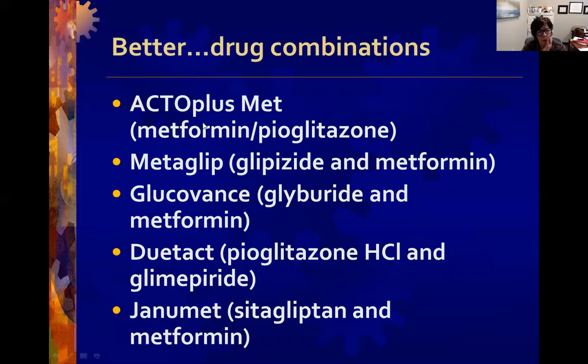So Actoplus Met is metformin and pioglitazone. You have the sulfonylureas, glipizide and metformin, glyburide and metformin, pioglitazone and glimepiride, and Janumet is sitagliptin and metformin.